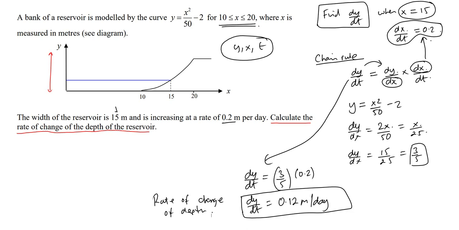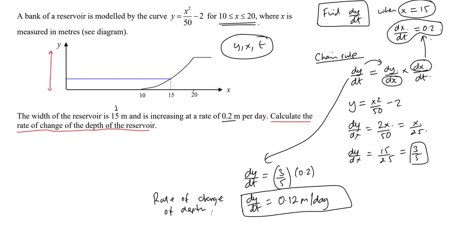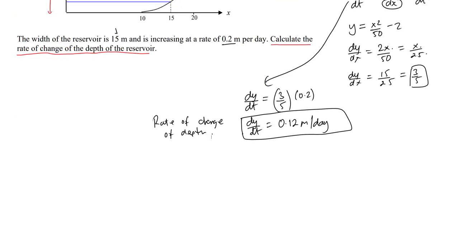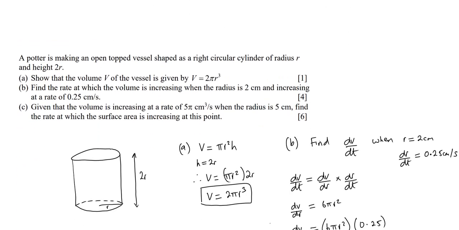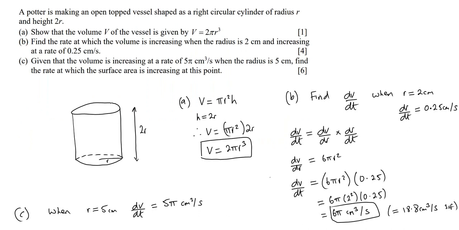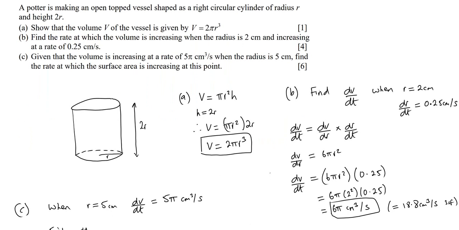Now the next example, I've written it out already, but it's a bit more complicated. That first one would be maybe a section A type question, an easier type exam question, whereas the next one is more involved. So we've got a vessel here. I've written it out and I'm just going to go over it and explain what I've done. This time there's no diagram, and a potter is making an open top vessel, so the first thing to do is to draw the diagram, which I've done here.